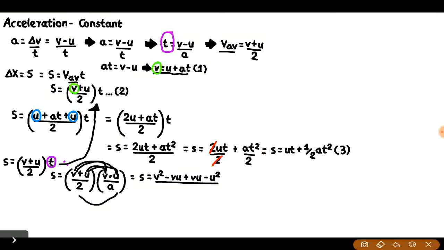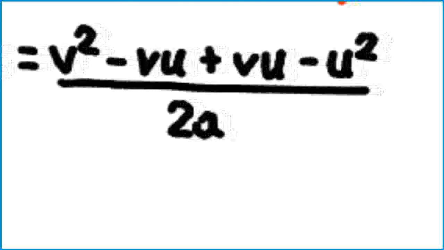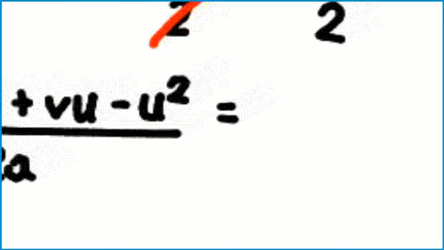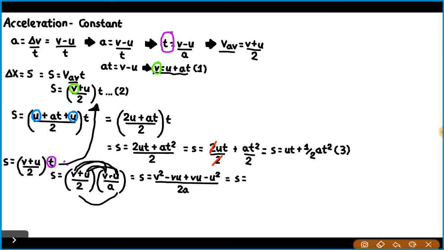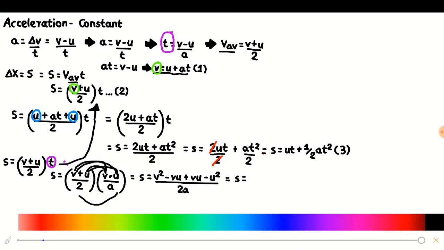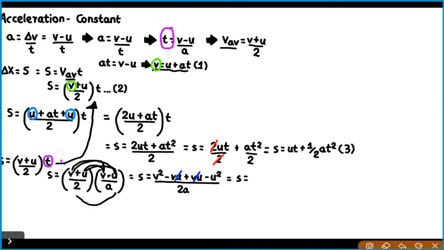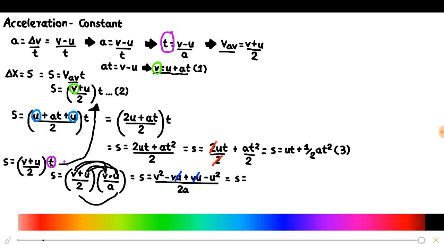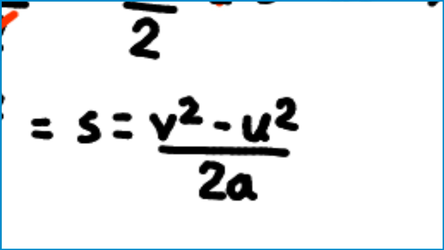So now we have calculated here 2 times a, let's multiply this one. What will the correct result be? 2a. So this is the correct calculation that we determined here. Now let's put in the proof. We have a formula to cancel: vu and vu must cancel. What remains here is v square minus u square over 2a.